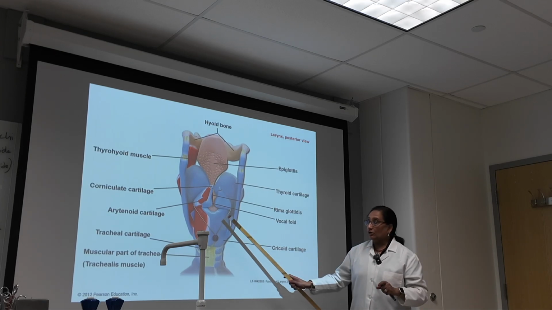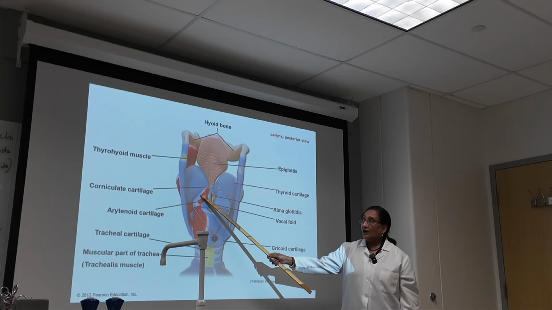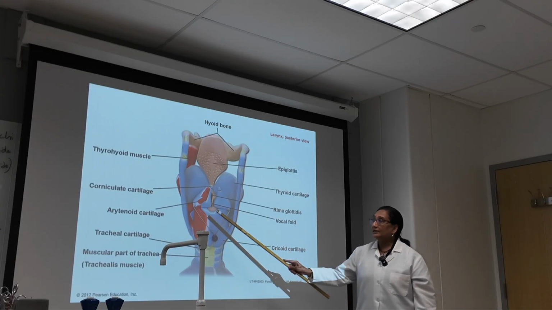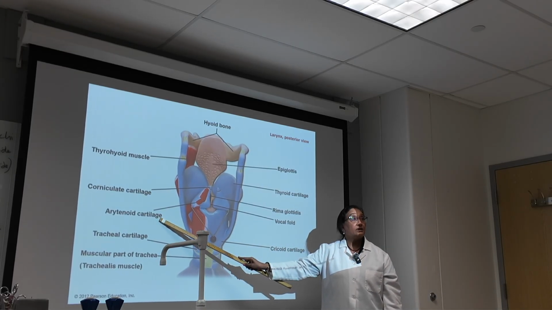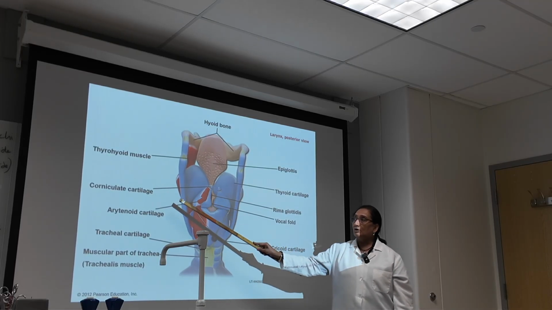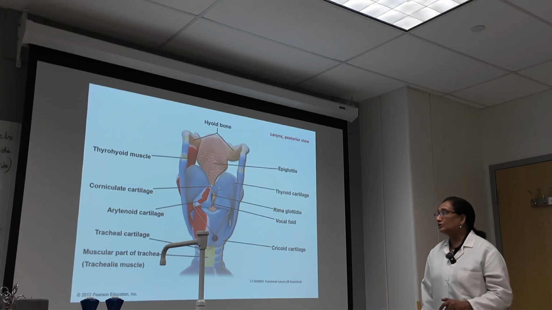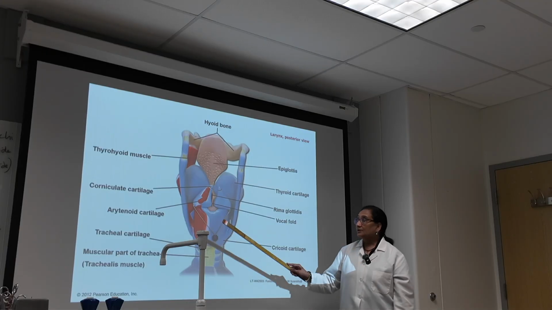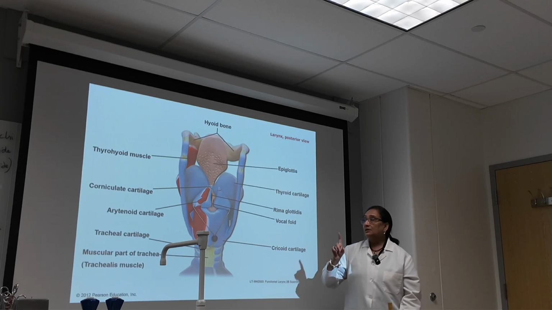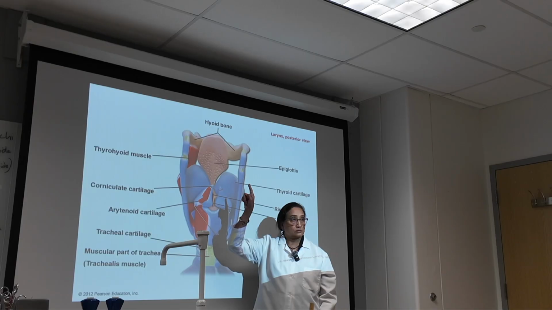On top of the cricoid at the back, this is the posterior view. Okay, this is the posterior view. You have a triangular shaped cartilage, a pair. This is called the arytenoid cartilage. Arytenoid. And on top of that, there is another smaller one which is called the corniculate cartilage. There's another tiny one also which is not visible here. So there are four that you should be able to identify: thyroid, cricoid, arytenoid, and corniculate.